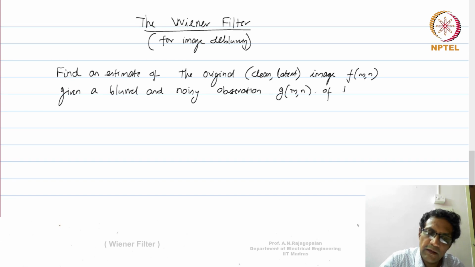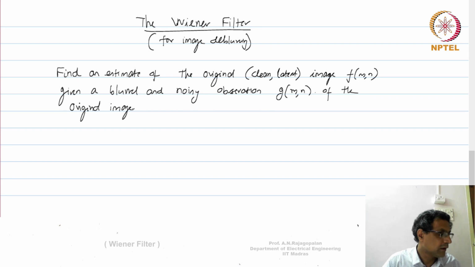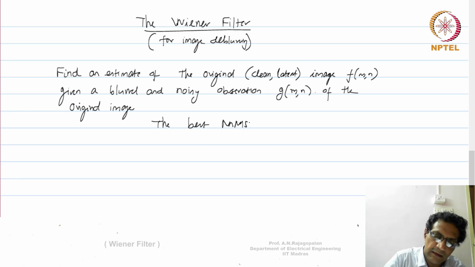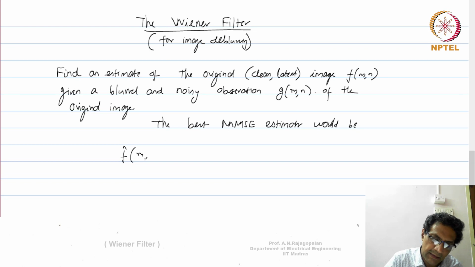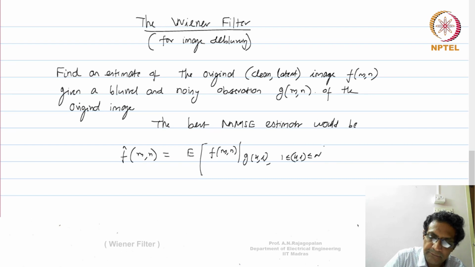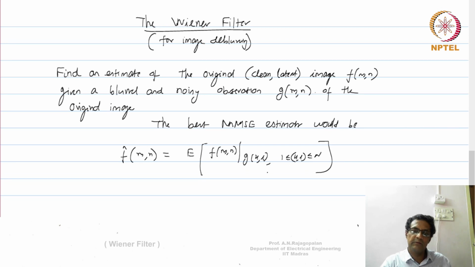Given a blurred and noisy observation g(m,n) of the original image f, so this is a noisy version of f. Now, we know that the best MMSE, the best minimum mean square error estimator, would be the conditional mean, which will be f hat of m,n equal to the conditional mean of f(m,n) given g(k,l), where k,l will both run from 1 to N. So given the entire blurred and noisy observation g(k,l), the conditional mean of f given g(k,l) would be the best minimum mean square error estimator.